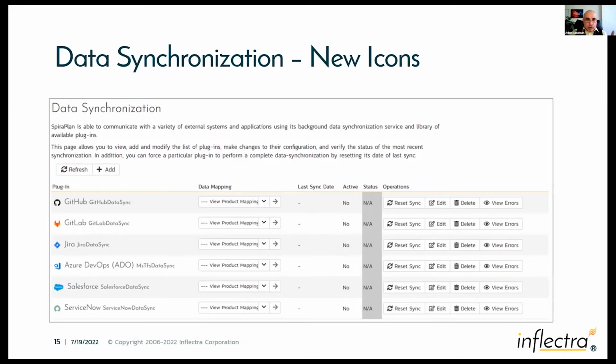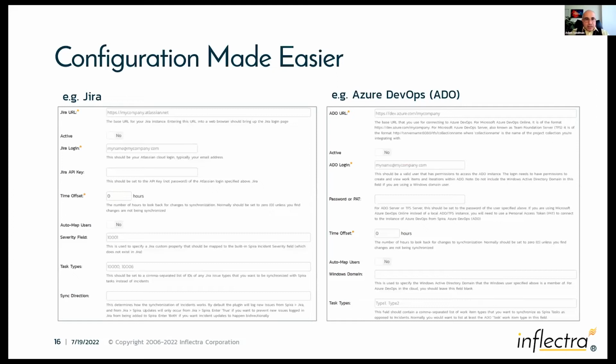But more importantly, when you click on the edit button for each of the plugins, we've got two here to compare. You can see that when you go to Jira, and this is actually a Jira Cloud, we also have Jira Server with a different one. You can see that the different fields on the left-hand side are now specific to the plugin. It says Jira URL, it says API key, it doesn't say password. It says severity field, not custom one. It says task types, not custom two.